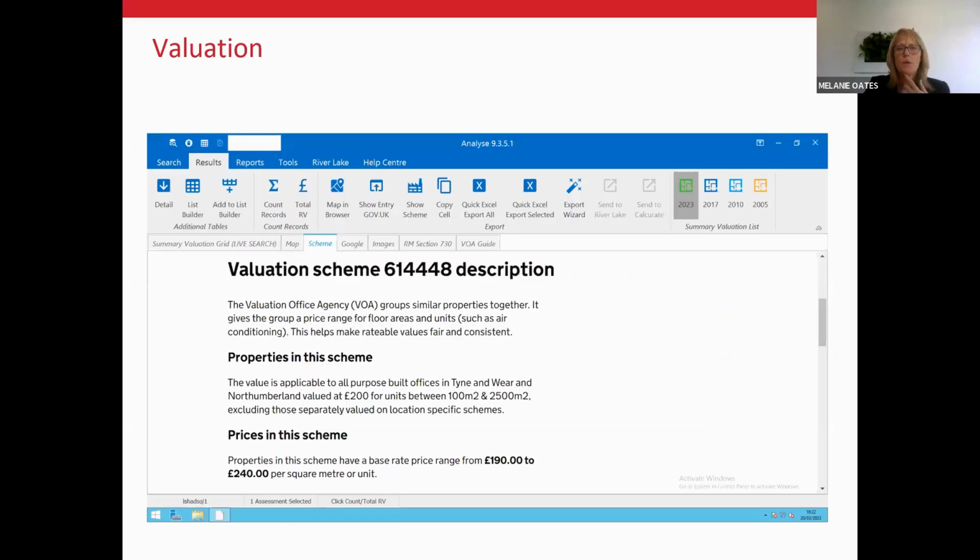So just to show you on the example of our offices here, valuation scheme 61448, and it tells us that these are for purpose-built office properties in Tyne and Wear and Northumberland. So whatever property you occupy, it'll give you a description, if it's a shop, the geographic area that they've contained within that valuation scheme, and then which other properties are in the scheme, and you can have a look at the list of properties that are included on the same basis, and then it'll give you the parameter of price ranges within that scheme. So that will give you some idea of how the valuation is actually made up on your property.